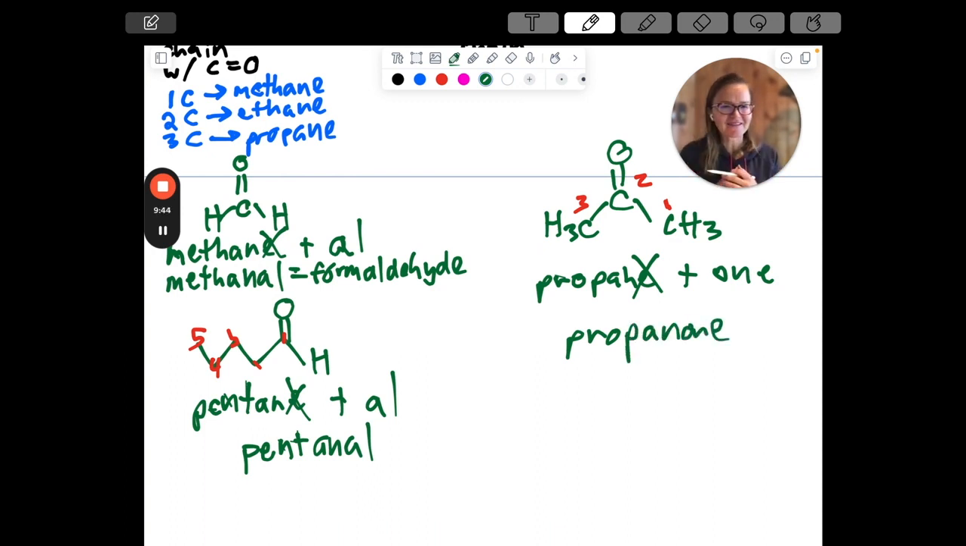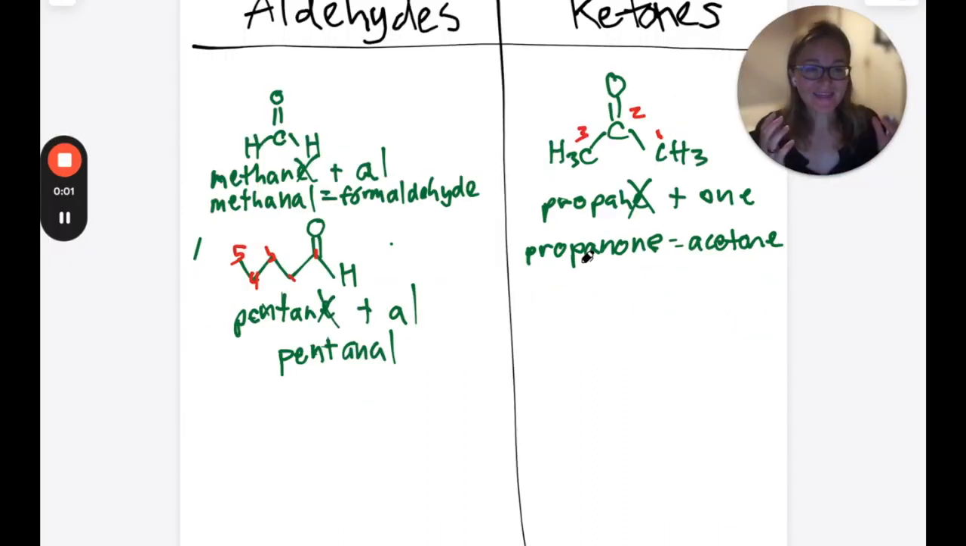Now, you might recognize this ketone by a different name, its common name, which is acetone. And acetone comes up really commonly in the MCAT, so you definitely want to recognize it by either its common name or by its IUPAC name. Now, one way that ketones are a little different than aldehydes is that they can appear in the middle of a molecule. So let's draw a molecule where that's the case.